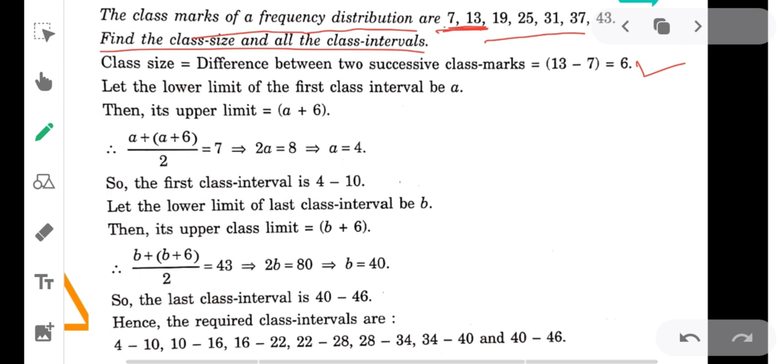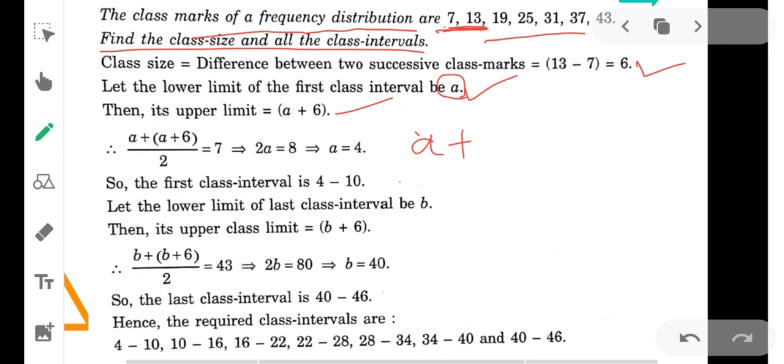Let the lower limit of the first class be a, then the upper limit will be a plus 6. Clear? If the lower limit is a for the first class interval, then its upper limit will be a plus 6, that is a plus class size. Clear?